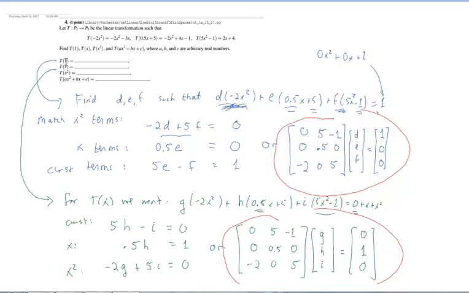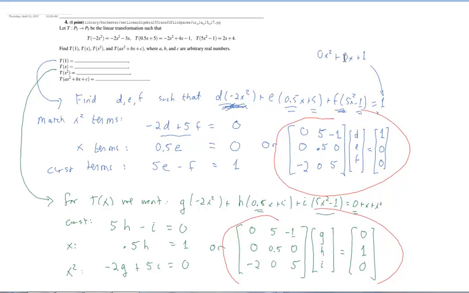So in order to express 1 in terms of these 3 polynomials, I have to find constants d, e, and f such that d times the first polynomial, which is minus 2x squared, plus e times the second polynomial, which is 0.5x plus 5, plus f times the third polynomial is equal to 1. Right? This 1 is the polynomial I want to find, and I can consider that as 0x squared plus 0x plus 1.